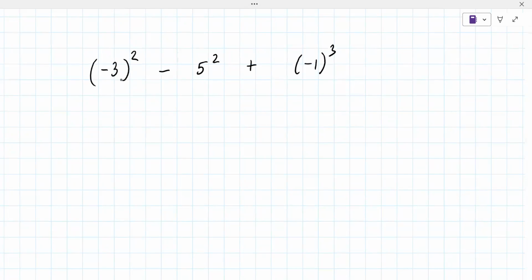So let's mix some more stuff in here. Let's go: -3 squared minus 5 squared plus -1 cubed times -4 squared, like that. All right, let's give this one a try. You're doing great.